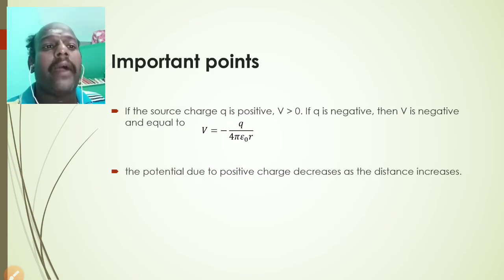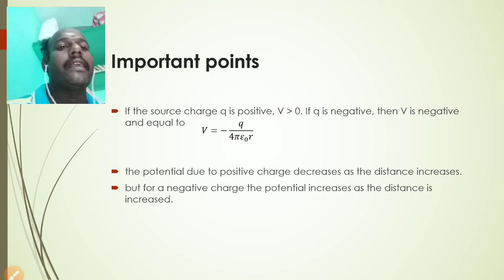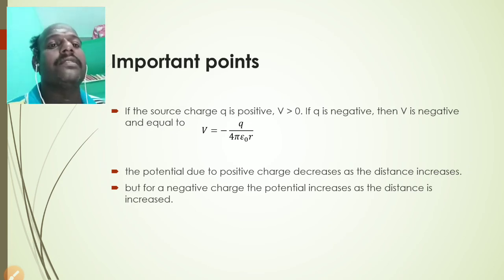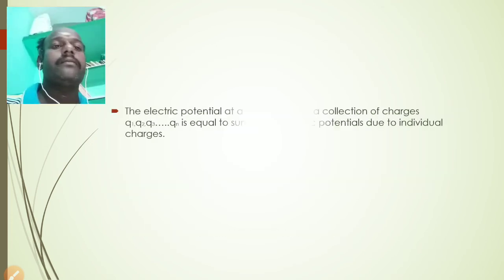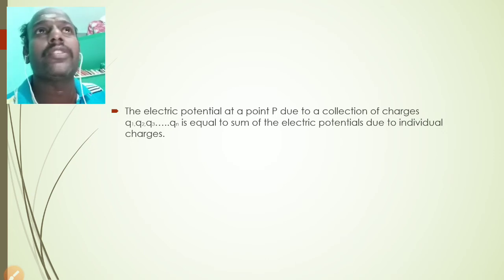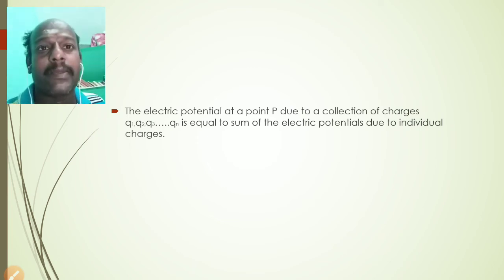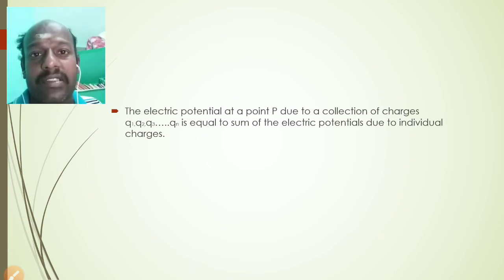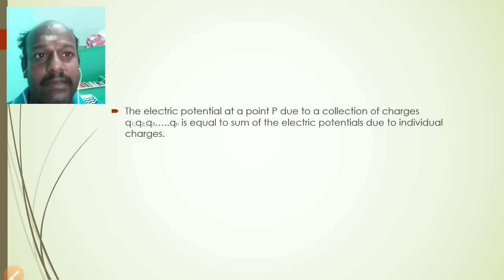The potential due to a positive point charge decreases as the distance increases, but for a negative charge the potential increases as the distance is increased. That is the relation we can find. Electric potential is a scalar quantity, and by using the superposition principle, the total potential of a system of charges is equal to the sum of the electric potentials of all the individual charges.